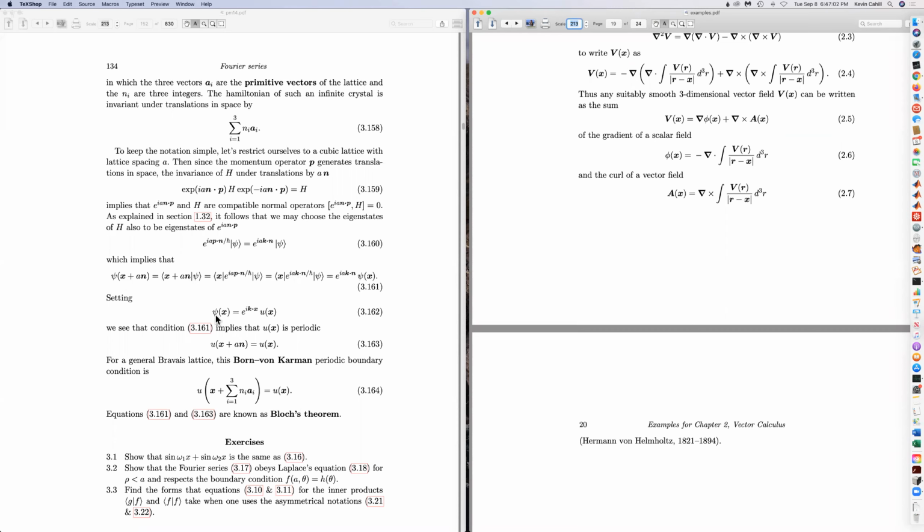If we then set psi of x equal to e to the i k dot x times some u, then if you take this expression and this ansatz, you find that u has to be periodic. And for a general Bravais lattice, this Born-von Karman periodic boundary condition is then u of x plus the displacement n_i a_i equals u of x. And these equations are known as Bloch's theorem. I think he was a French mathematical physicist of the middle of the 20th century.